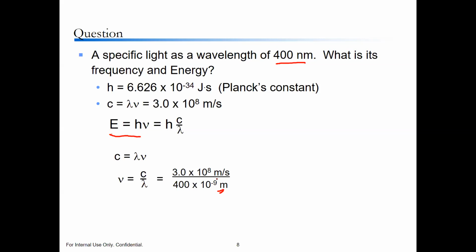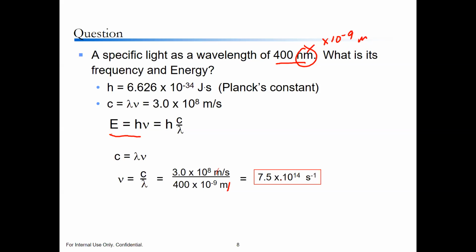I have to have it in meters to cancel out that unit of meter for the speed of light. What is a nanometer? 400 nanometers, so 400 times 10 to the minus 9. I know this is not scientific notation, but it just makes my life easy, because nanometer means 10 to the minus 9 meter. So I just do this. Meters cancel out meter. What's my answer? 7.5 times 10 to the 14 hertz, or per second.